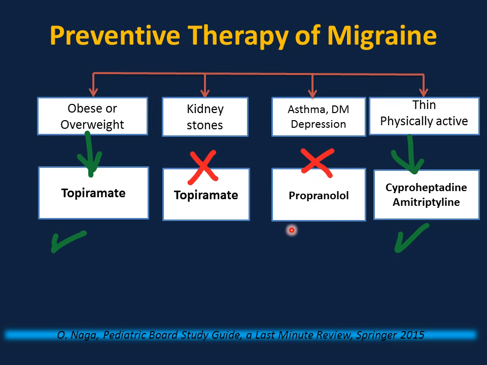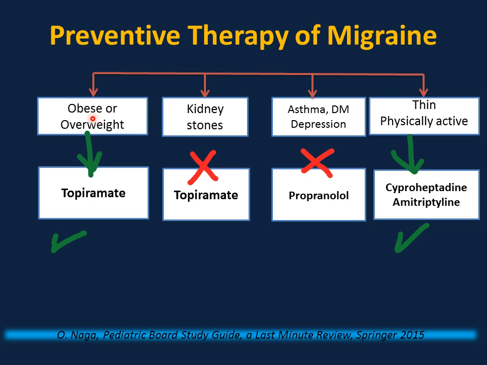We have multiple medications we are able to use to prevent migraine in pediatrics. So which medication we should use first depends on the comorbidity and the side effect of the medicine. For example, if you have an obese or overweight child, the best choice in this case is topiramate. Why topiramate? Because this can cause weight loss. So the child will not be affected by the side effect of this medicine.